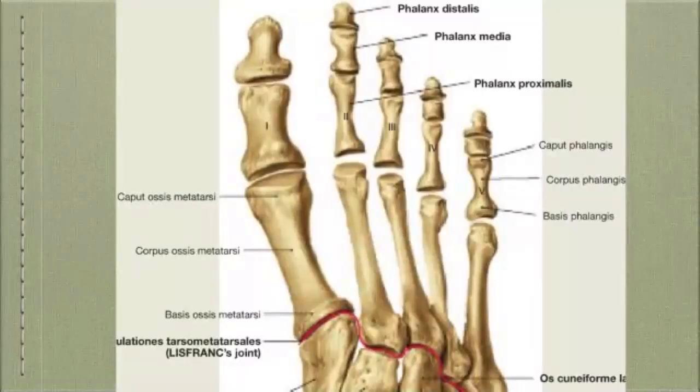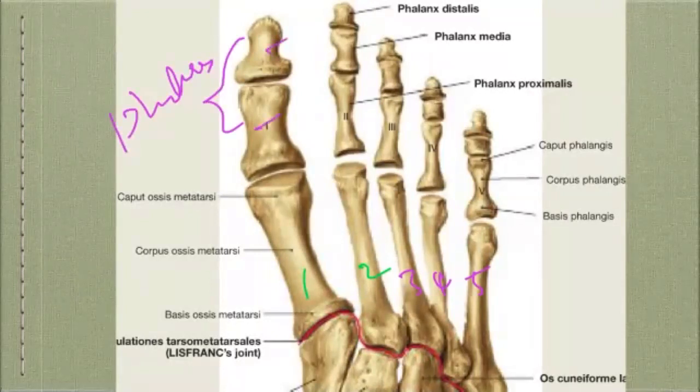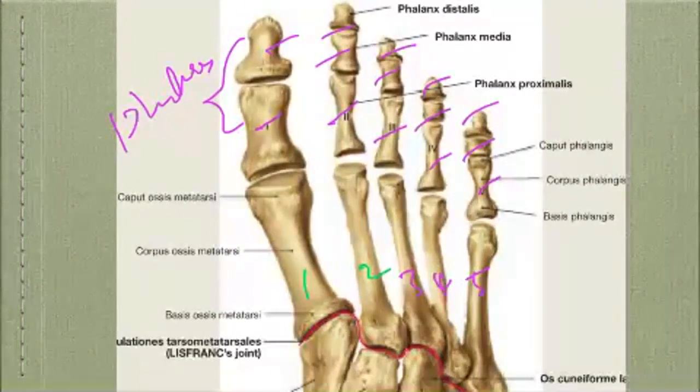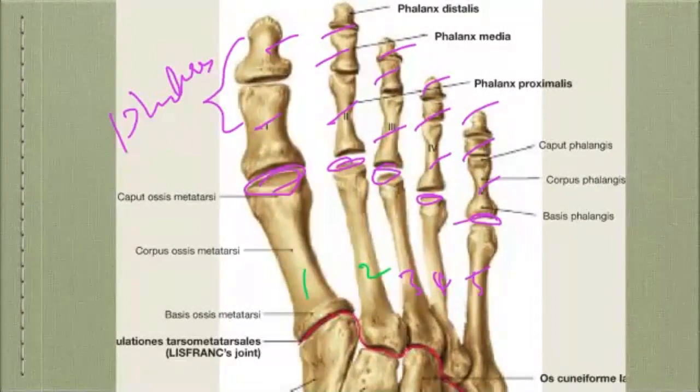You see, these are the metatarsals, right? These are the phalanges. Proximal, distal; proximal, middle, distal; proximal, middle, distal; proximal, middle, distal; proximal, middle, distal phalanx, right? So this is the MP joint, right? So this is the plantar view.